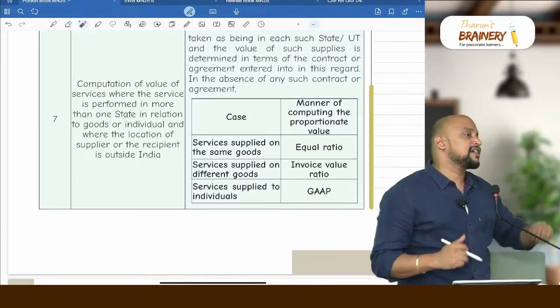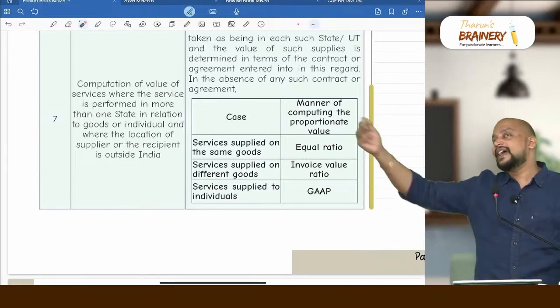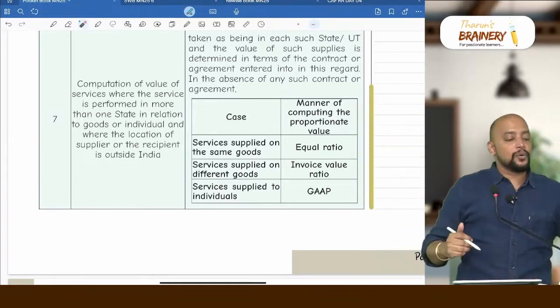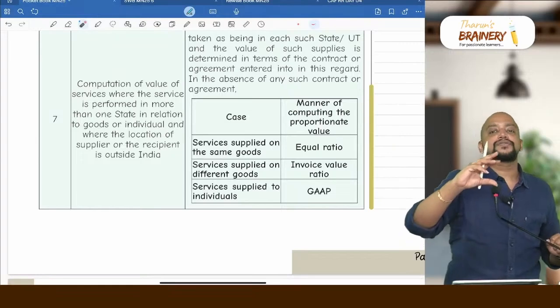For example, in one state computers, in another state data centers, in another state air conditioners. Now what is the invoice value of computers? What is the invoice value of data centers?